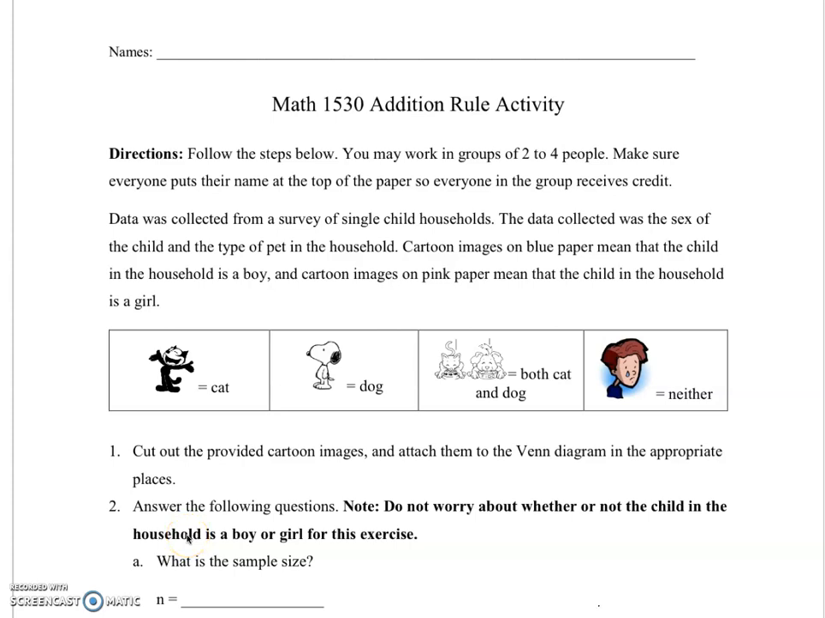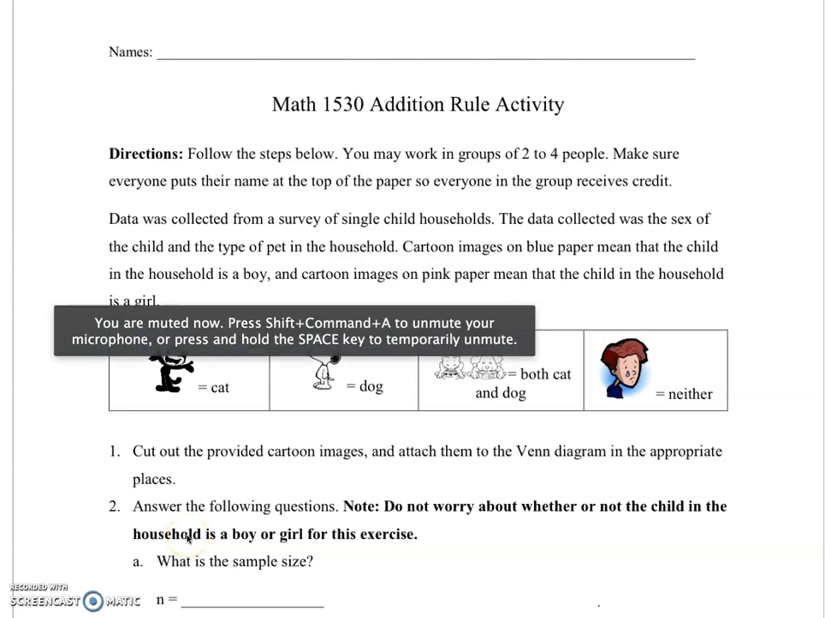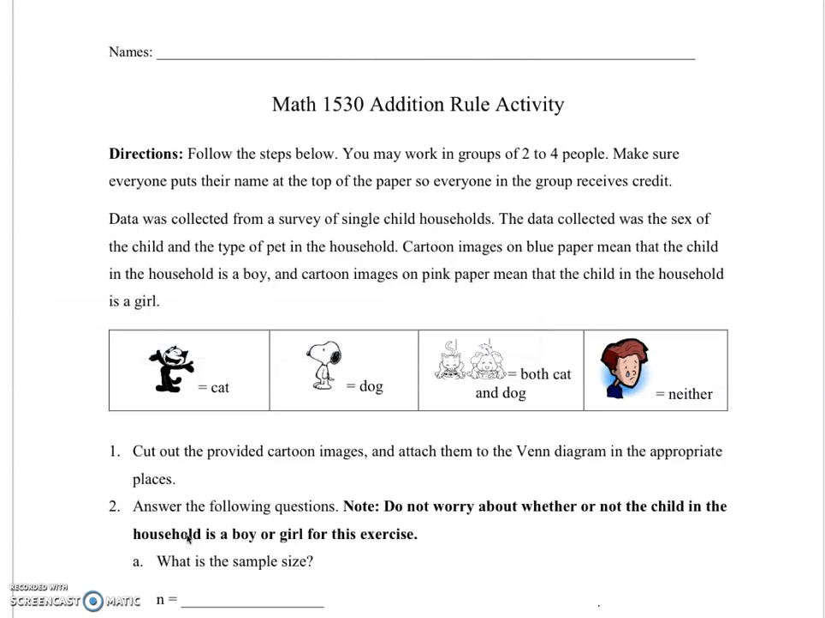So this video is optional. This is the activity that goes along with section 5.2. And remember, the activity is optional, but I strongly encourage you to do it. So this is about the addition rule, which is what section 5.2 is about.